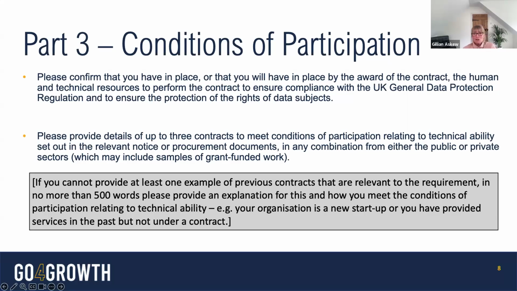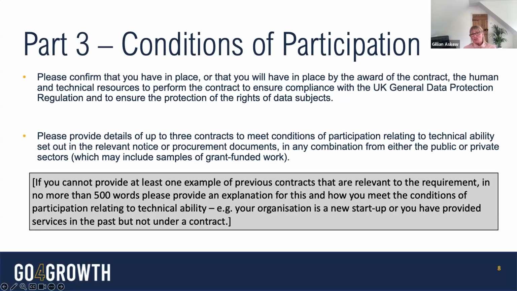But as always, if you are a startup organisation, for example, you may not have 3 contracts. And bear in mind, it is up to 3 contracts. So it doesn't have to be 3. It can be 1 or 2. But if you don't have any, you can provide, and I've popped it in a grey box on the screen, at least 1 example of previous contracts that are relevant to the requirement in no more than 500 words. If you can't provide at least 1 previous contract, you can provide 500 words, an explanation for why you haven't got any of those contracts and how you meet the conditions of participation relating to technical ability.